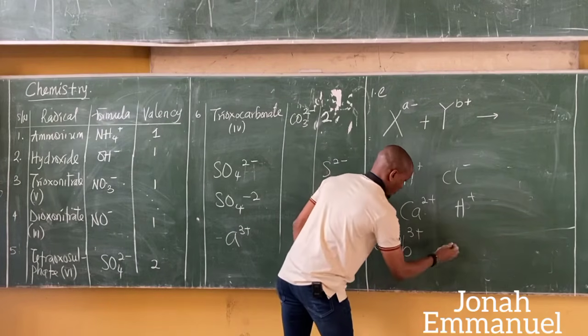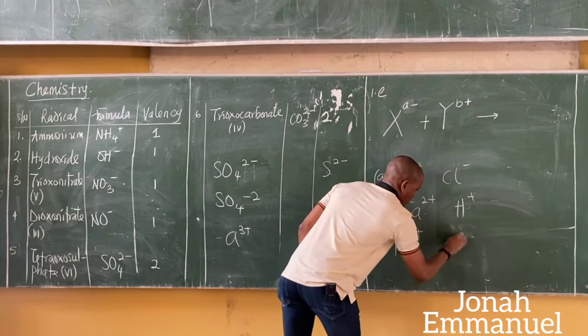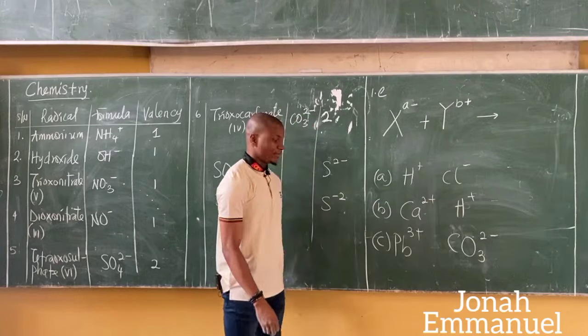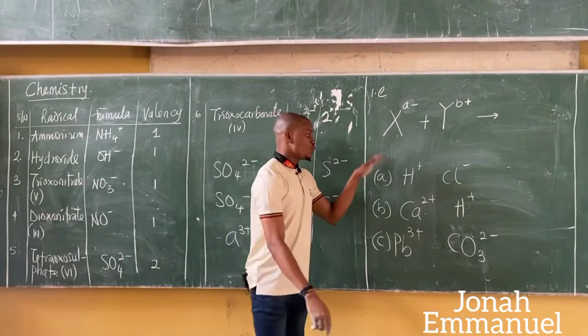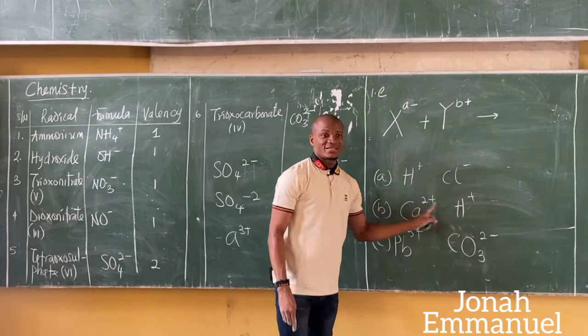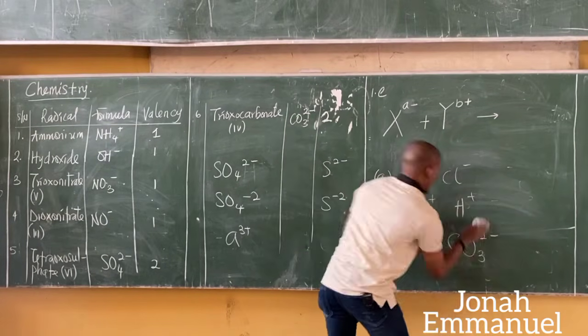Which one do you use there? Okay, let's take this one here. Or better still, CO3 2 minus. Let's use this one here. So which one will be the answer? Obviously B. Why? They have the same charges, so they cannot combine. That's the concept.